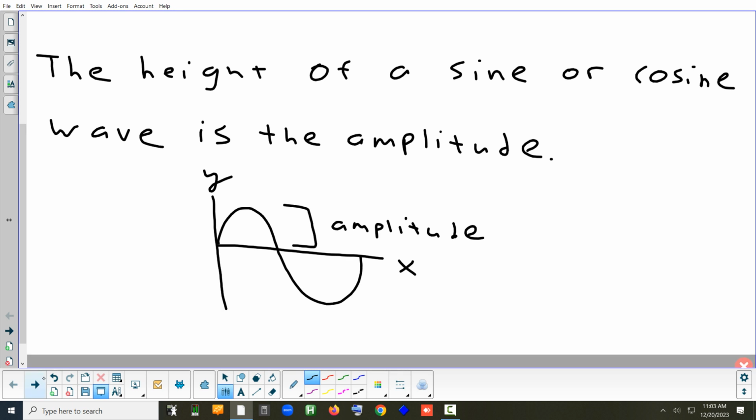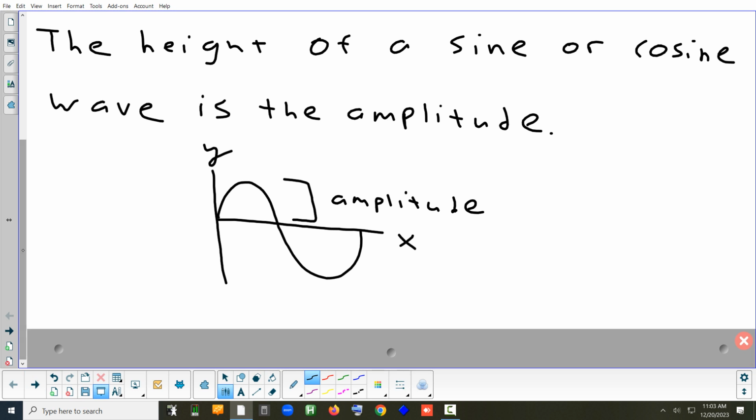Okay? It's from the center line to the peak. It's also symmetrical from the center line to the low point. That part right there is called the amplitude. The amplitude for sine and cosine is normally what? One. Think of the standard sine and cosine. Yeah, it's 1. Now, if we stretch it, we can either make it taller or compress it and make it shorter.